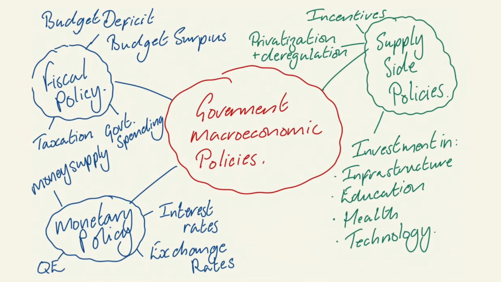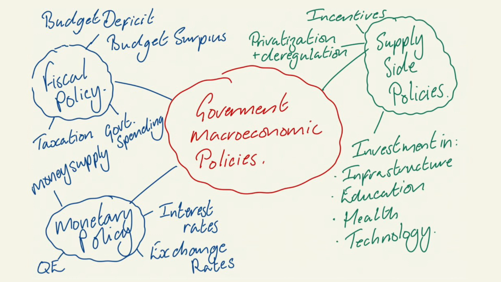Supply-side policies are any policy that the government uses to increase the level of aggregate supply in the economy. So we're really thinking here about improving the quantity or quality, the productivity of the factors of production. So for example, if the government invests in infrastructure such as roads and railways and communications, then the aggregate supply in the economy will increase.